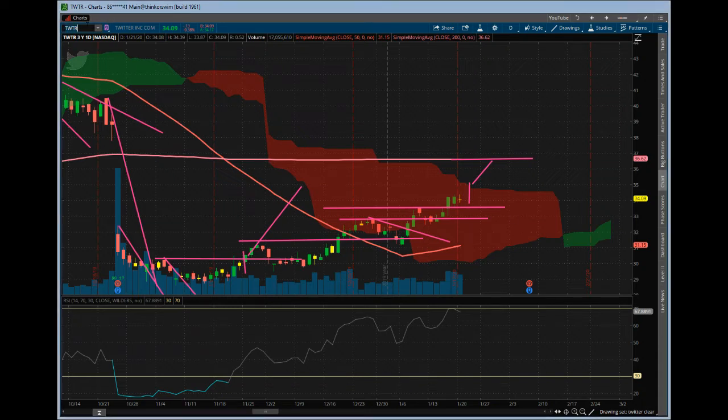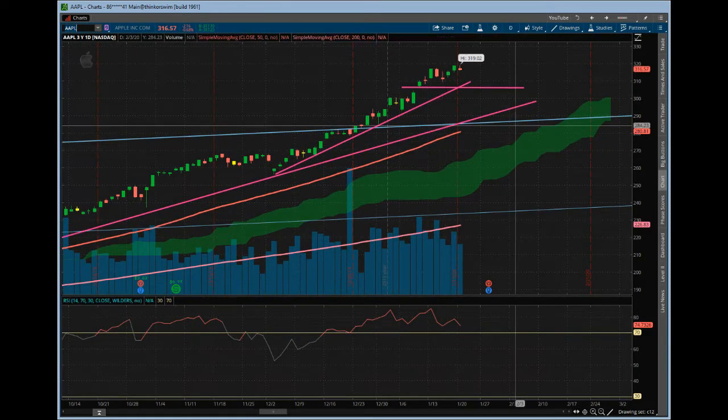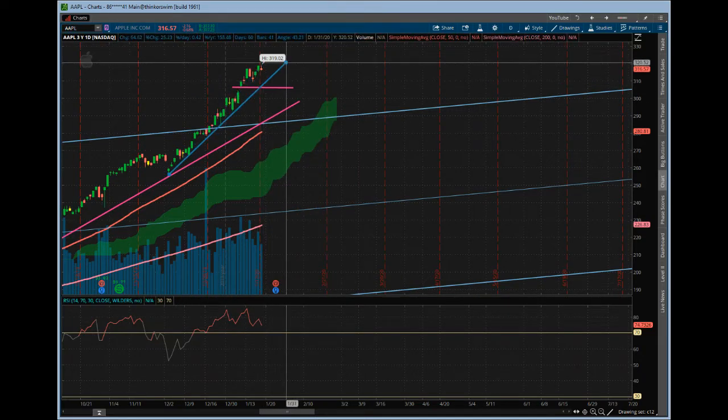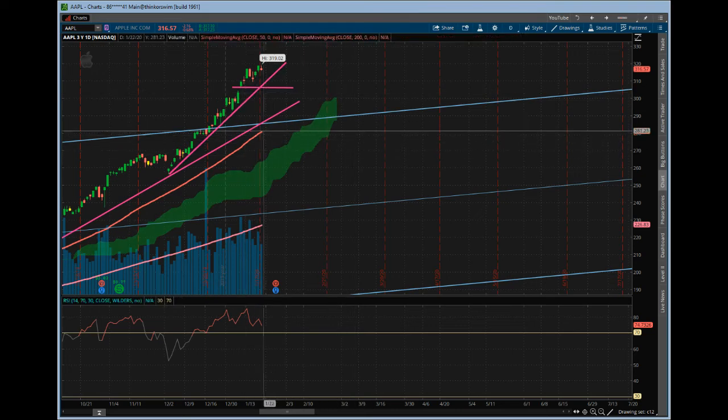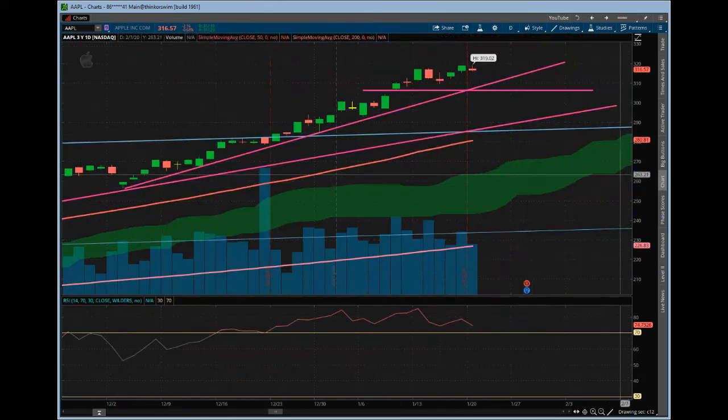Apple. Let's take a look. Yeah, so Apple, still doing its thing, right? Fresh all-time highs, right? So, here's your highs, here's your trend line, still kind of working that trend line up right now. So it's definitely bullish until proven otherwise. We do have earnings coming up towards the end of the month, so that should be interesting.